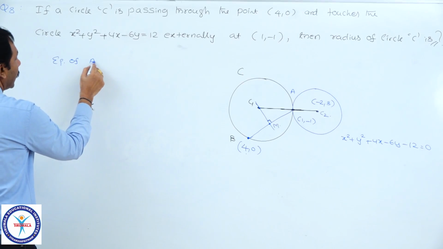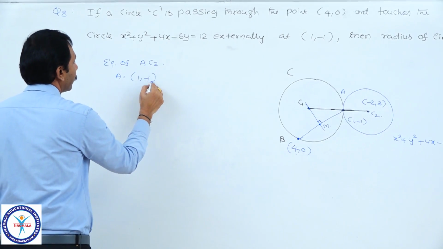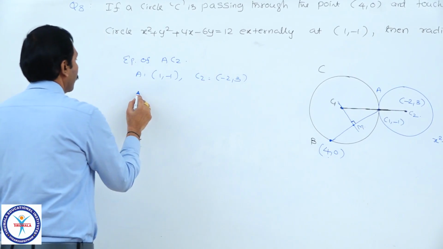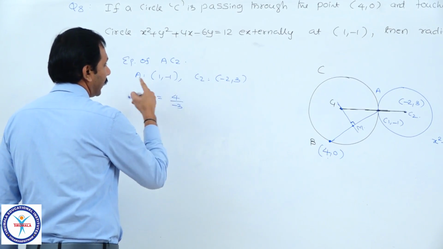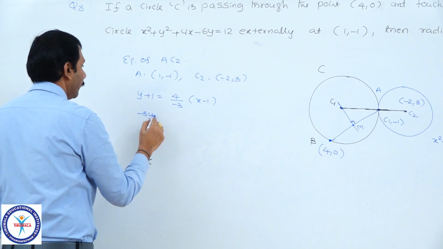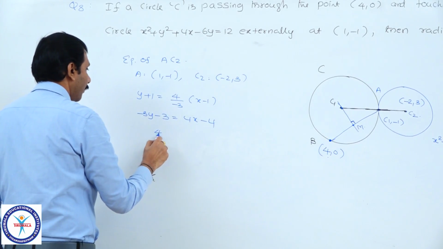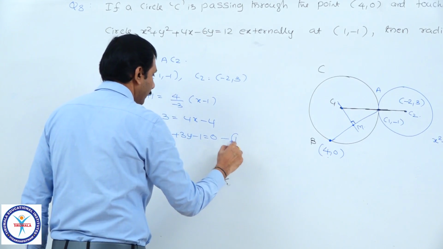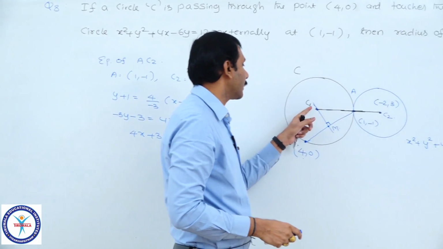Equation of AC2. What are the coordinates of A? A is (1, −1), C2 is (−2, 3). y + 1 = (4/−3)(x − 1). −3y − 3 = 4x − 4, or 4x + 3y − 1 = 0, equation 1. It is the equation of AC2, which is passing through the center.